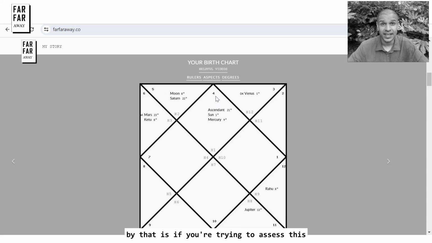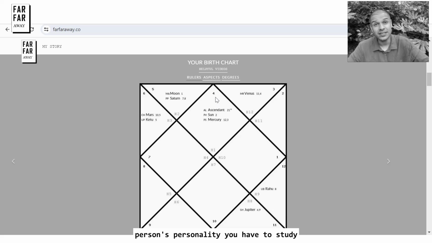What do I mean by that? If you're trying to assess this person's personality, you have to study the ruler of the first house, which would be the ruler of the sign of Cancer, which is Moon.